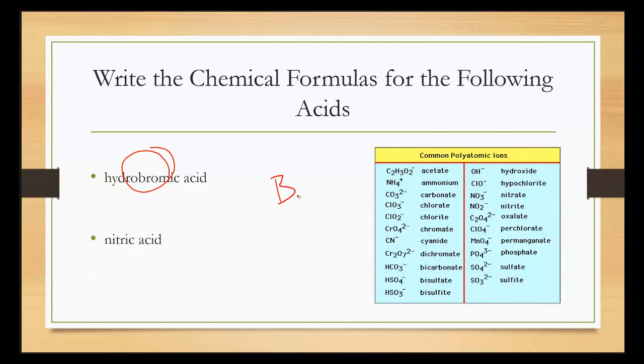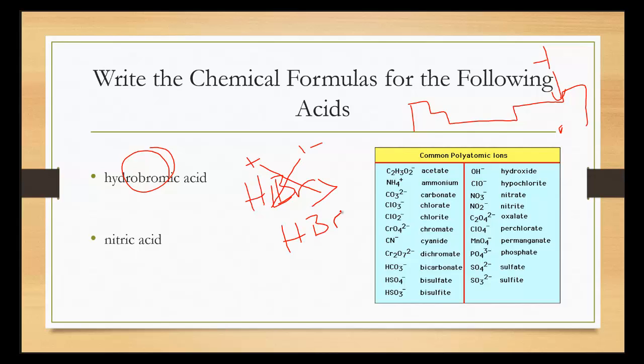Hydrogen. Now at this point you have to look at the periodic table. Bromine is right here about. It's in the -1 row. So that means it has a -1 charge. Hydrogen has a +1 charge. Crisscross it and it becomes HBr.